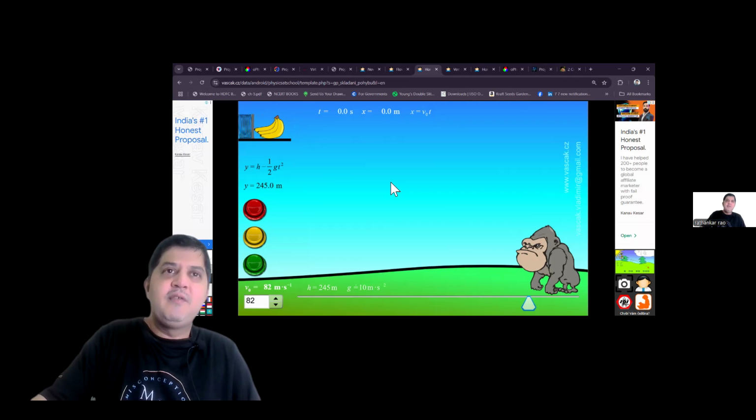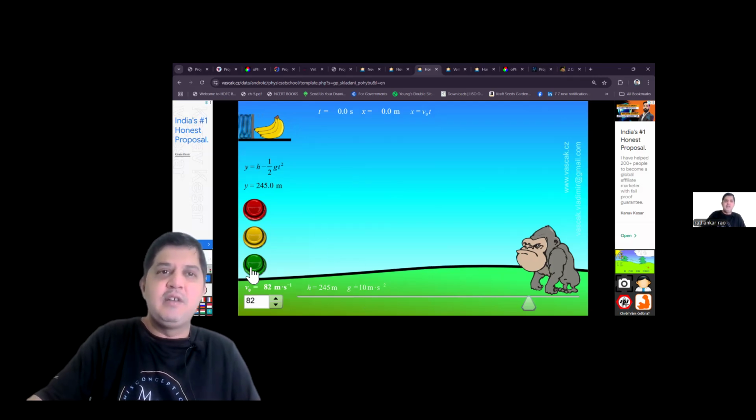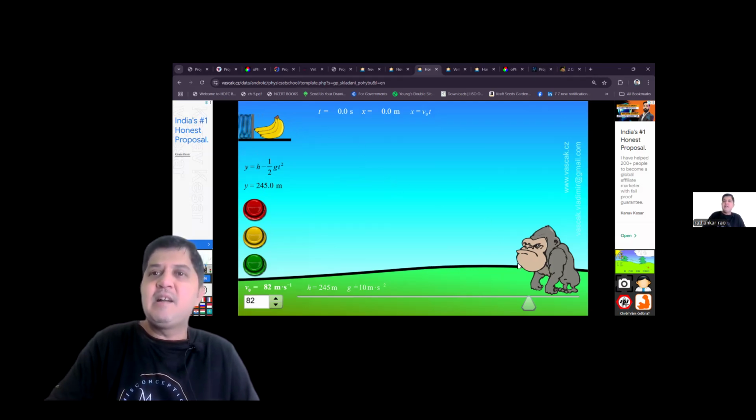Now, when I do something like this and release it, the release is done by this button. When you click on this button, at 245, the height is given here, and 82 meters per second is the velocity. What do you think, will the bananas exactly come and hit the chimpanzee or not? Let us try this.